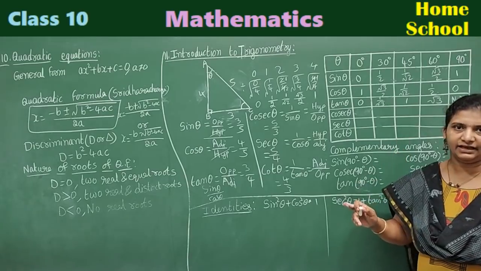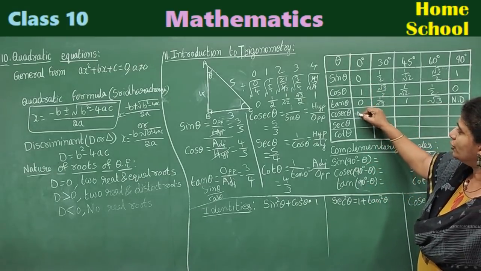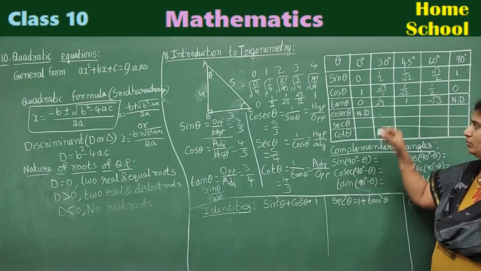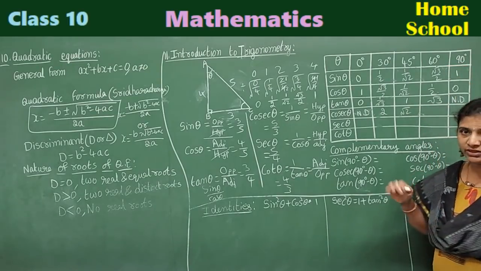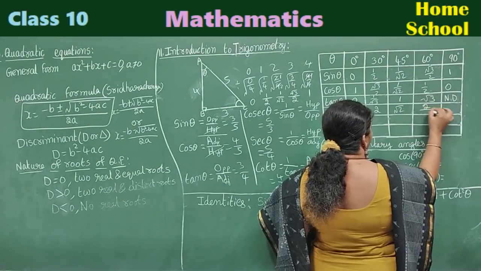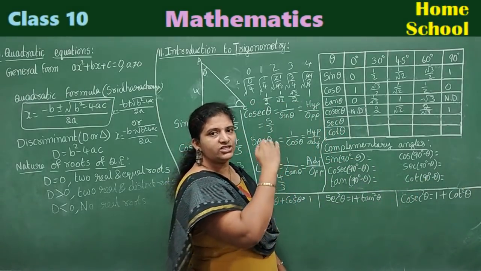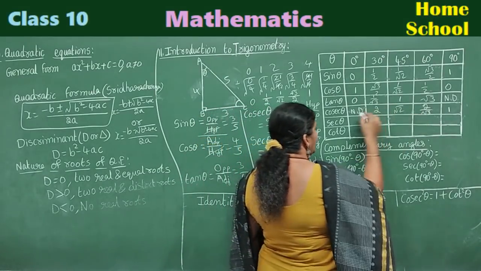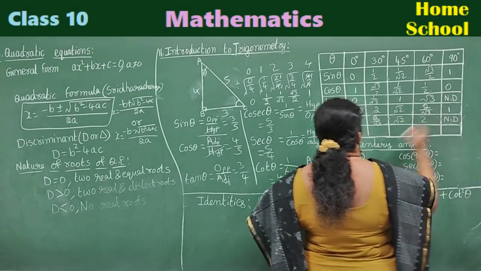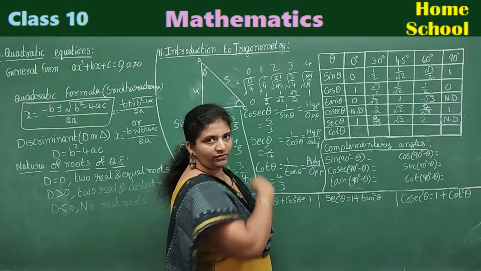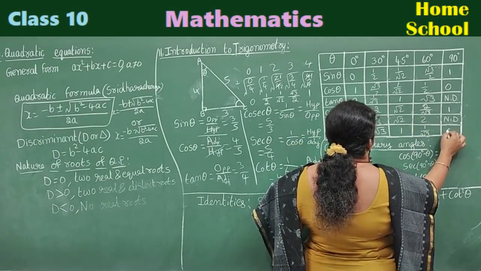In order to find cosecant theta, you just divide all this with 1. 1 by 0 is not defined. Then 1 by 1 by 2 is 2. And here 1 by root 2 will be root 2. 1 by root 3 by 2, just write the reciprocal, 2 by root 3. Then last, 1 by 1 will be 1. Then for secant theta, just write the reverse order of cosecant theta: 1, 2 by root 3, root 2, 2, not defined. Then coming to cot theta, reverse order of tan theta: not defined, root 3, 1, 1 by root 3, 0.